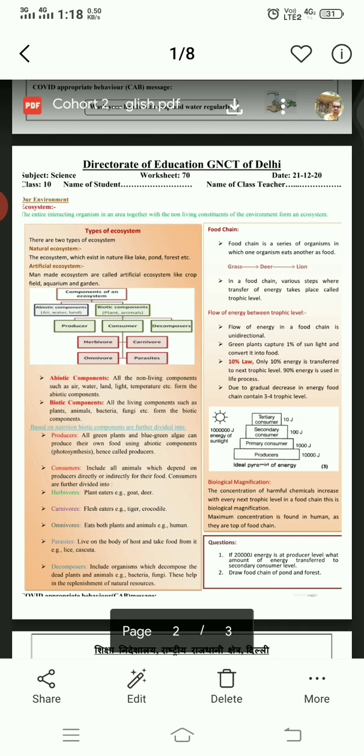Examples are crop fields, aquariums, gardens, zoological parks, botanical gardens. So these are artificial ecosystems. If we study the components of an ecosystem, we have two components: one is the biotic component, the other is the abiotic component.